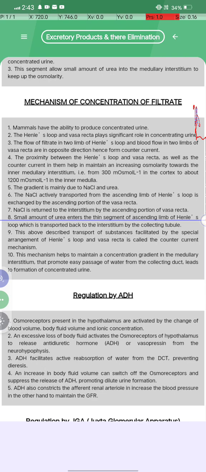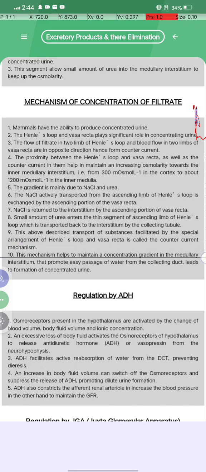Next, a small amount of urea enters the thin segment of the ascending limb of the loop of Henle and is transported back to the interstitium by the collecting tubule. Number 9: the above-described transport of substances, facilitated by the special arrangement of the loop of Henle and vasa recta, is called the counter current mechanism.